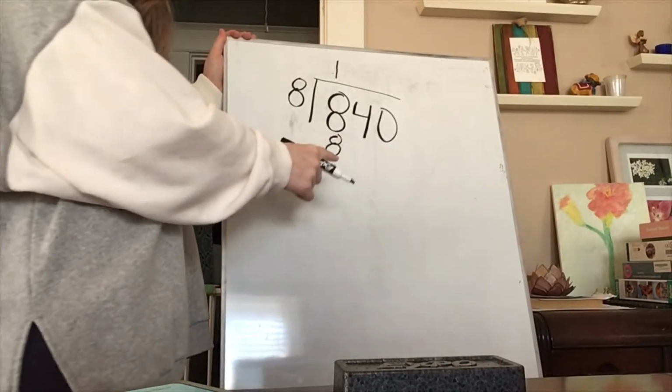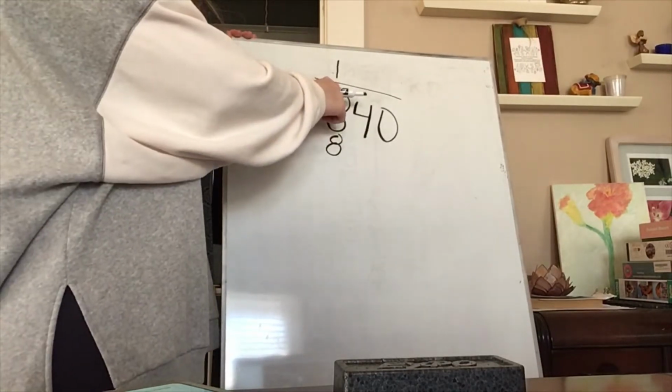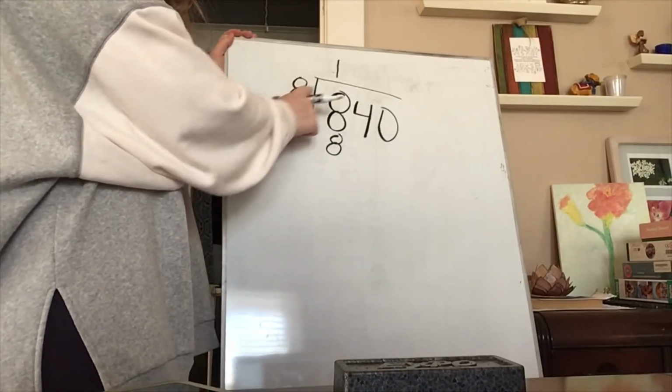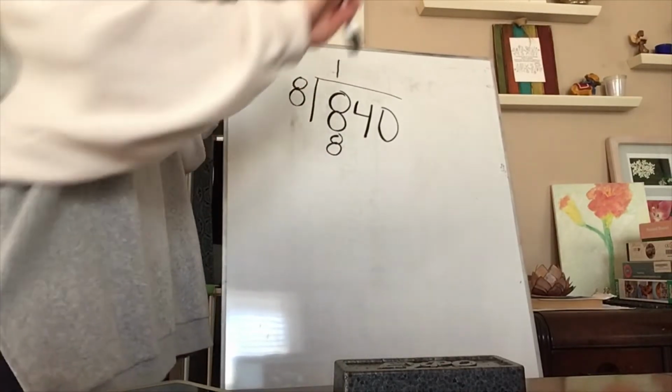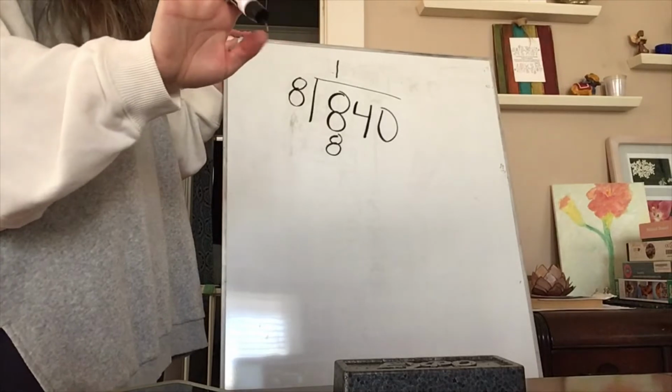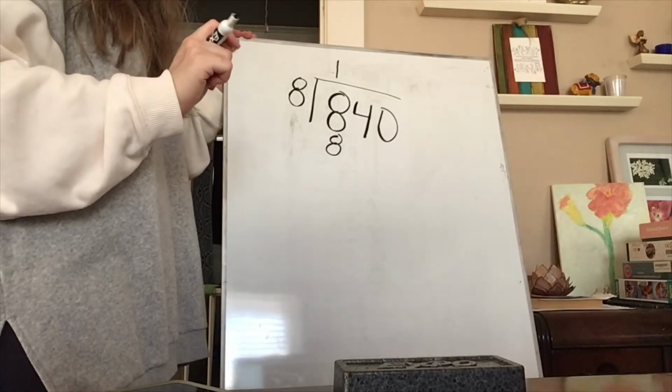Okay, so Cullen just told us that we multiply the digit we just got by our divisor. 1 times 8 is 8. What do we do next? Zadie.